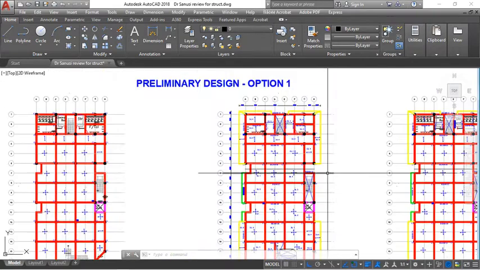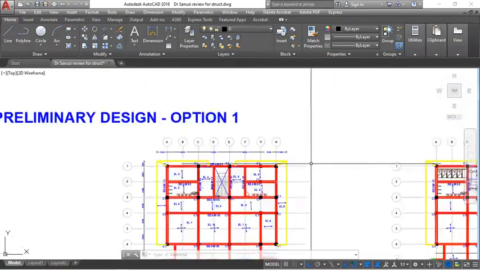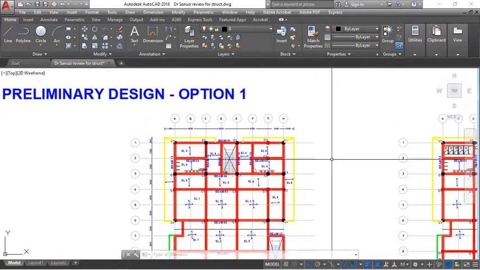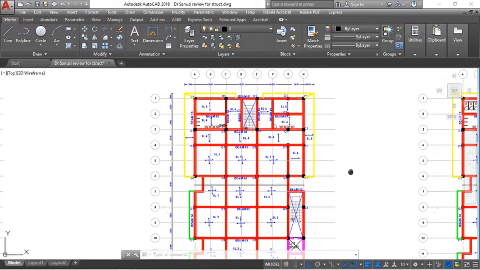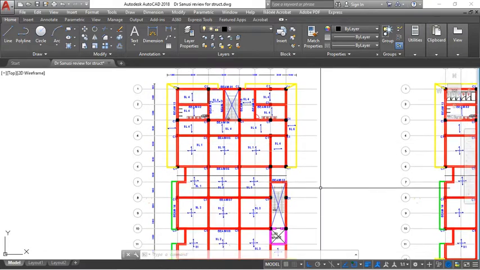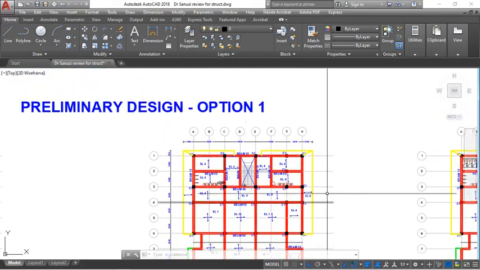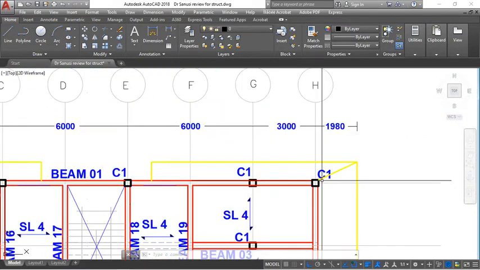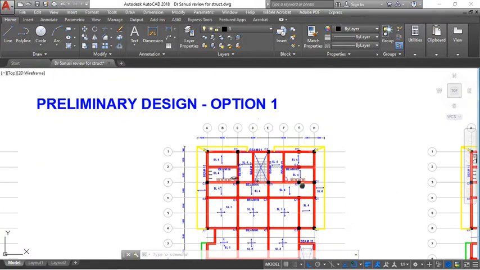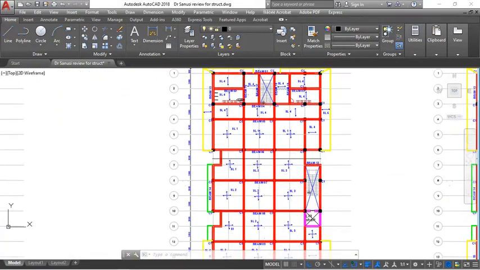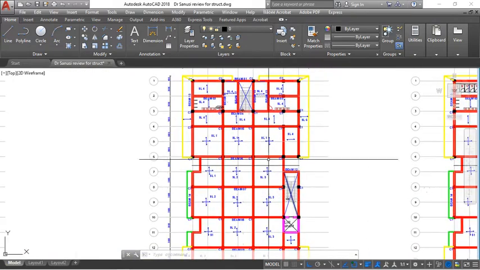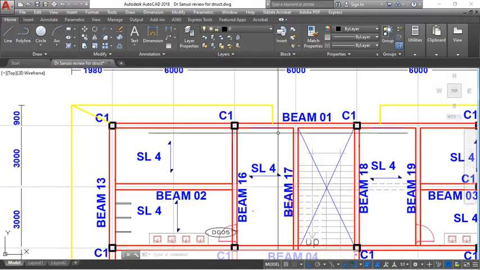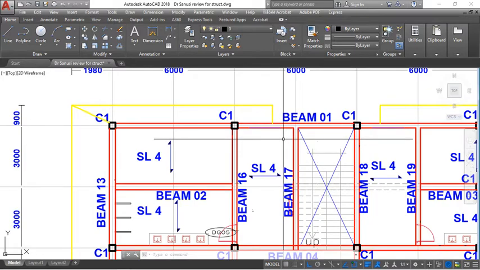If you have not seen the previous video where we started this journey, you can go back to my two previous videos to understand the journey so far. Now, moving on, I have annotated the structural arrangement, the preliminary design, which I have made. I have annotated it, so we are starting from the slab.